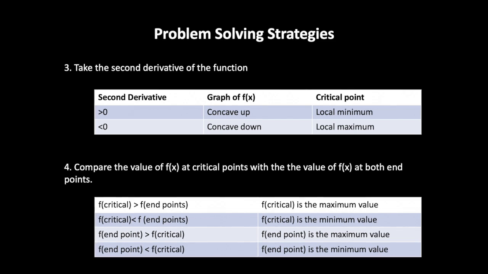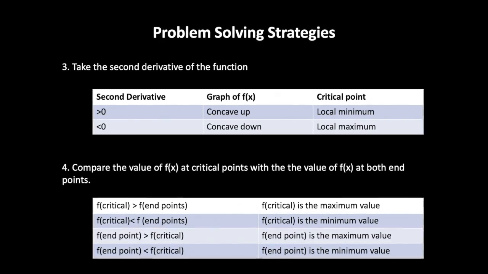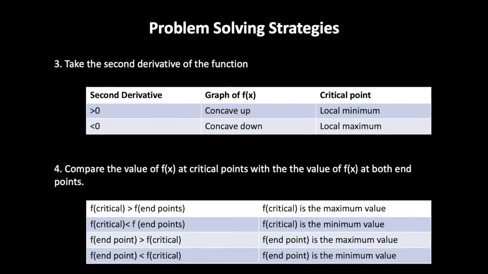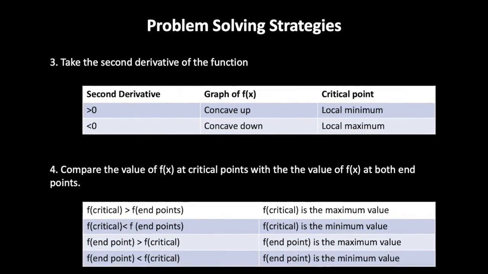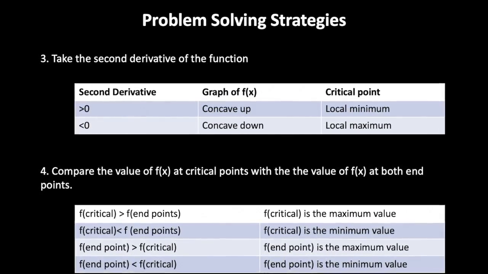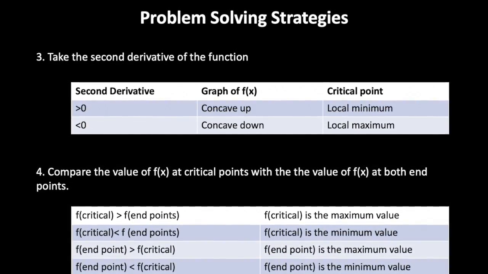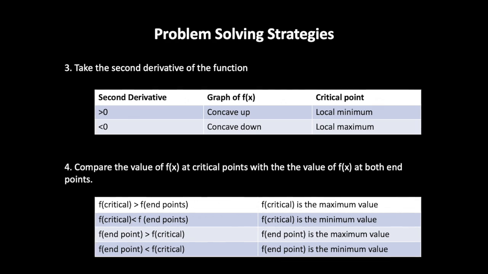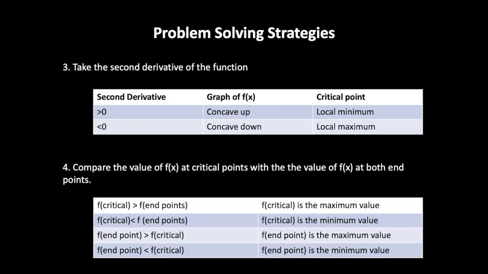As we learned in lectures, the second derivative tells us the concavity of the graph of a function. If the second derivative is positive at a critical point, the graph concaves up and the critical point is a local minimum. If the second derivative is negative at a critical point, the graph concaves down and the critical point is a local maximum.